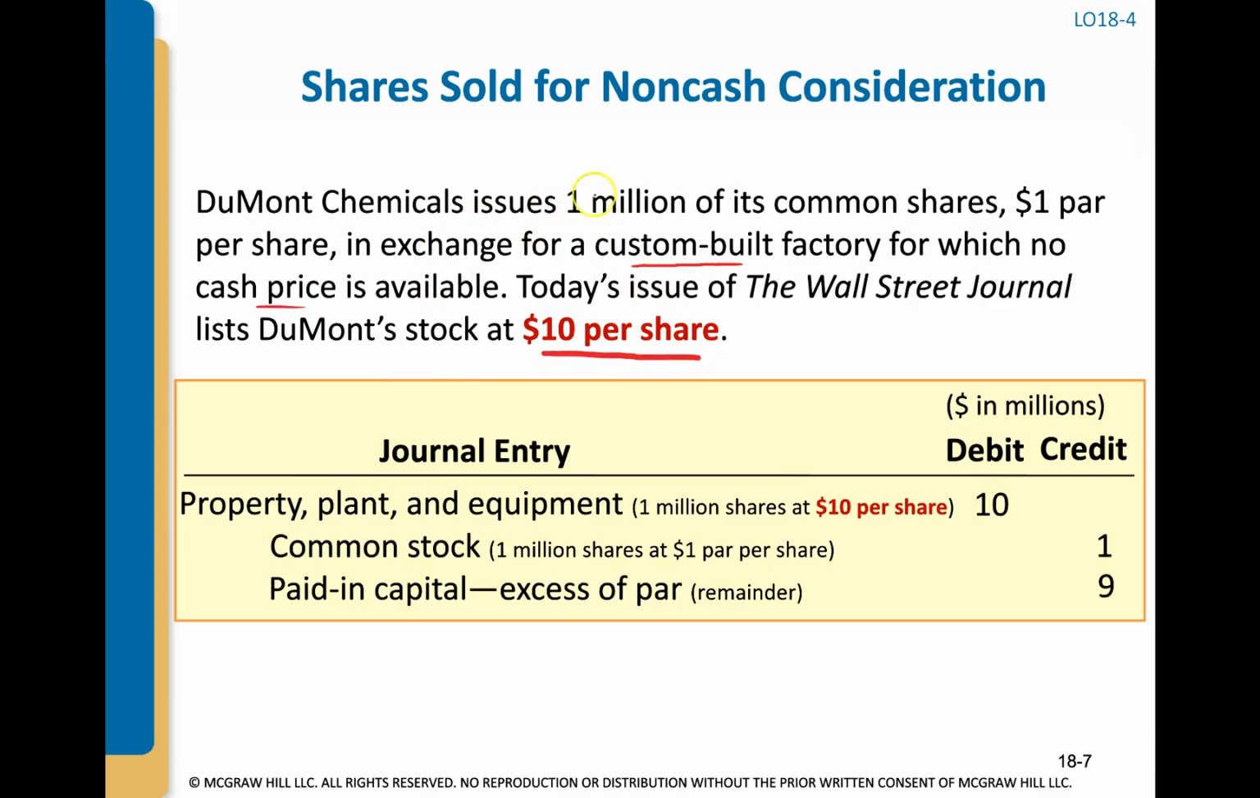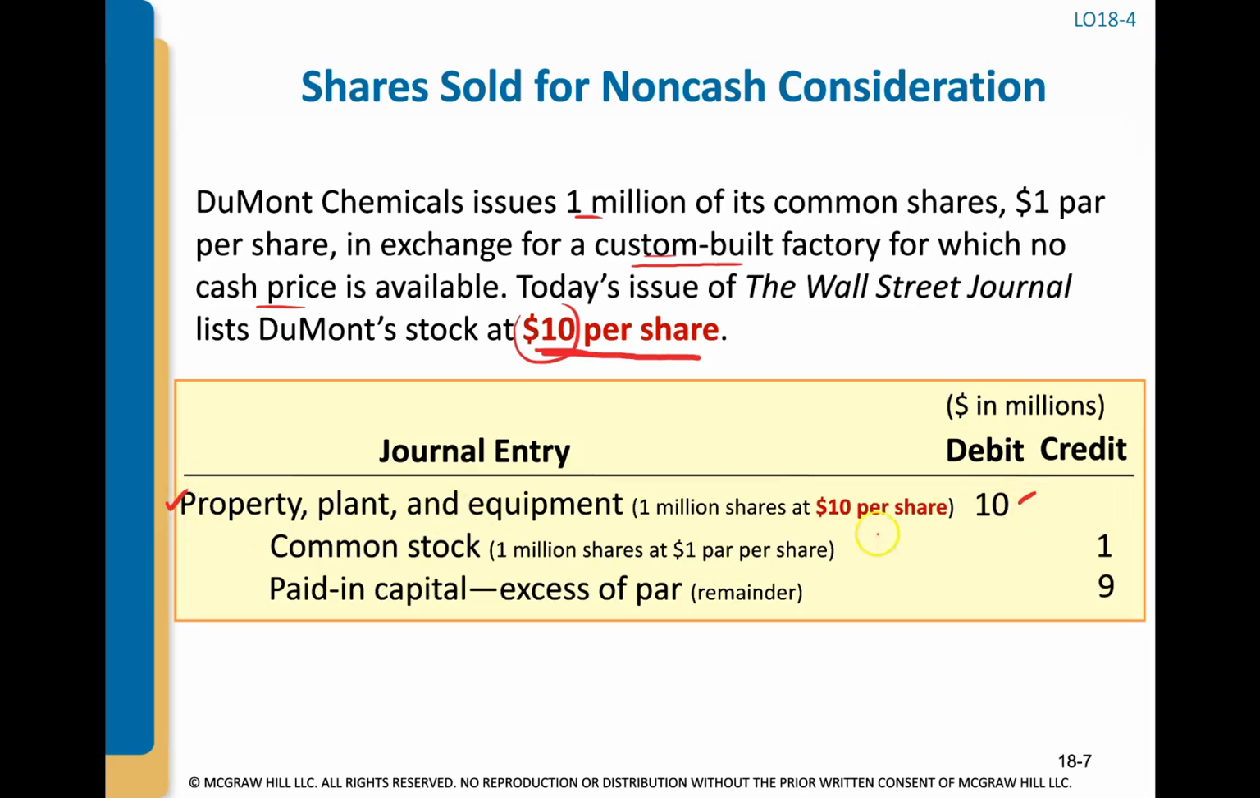So they issued 1 million of their shares for this factory, right? They don't know the fair value of the factory, but they do know that the value of their shares is $10, so that's the value we assign to that factory, the property, plant, equipment. So we're going to take the $10 per share multiplied by a million shares, and we're going to assign that to property, plant, and equipment for $10 million.